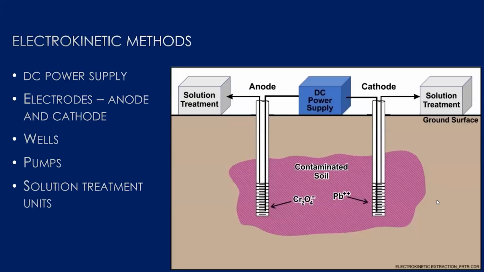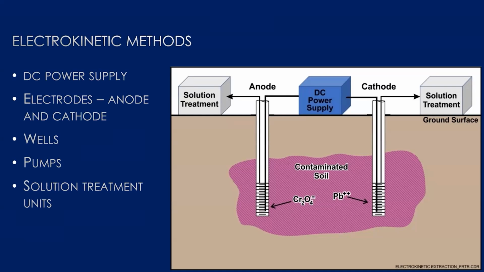Next, we will discuss how electrolytic methods are implemented in the field. A standard electrokinetic setup looks similar to the figure on the right. There are several key components to each electrokinetic in situ contaminant treatment unit. Electrical current is supplied by the direct current, or DC, power supply. The electrical current creates a voltage gradient that is the driving force for the process.